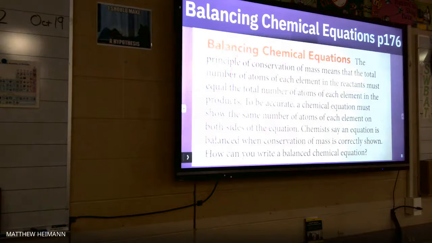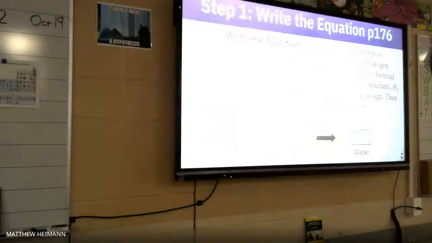Balanced chemical equations. The principle of conservation of mass means the total number of atoms of each element in the reactants must equal the total number of atoms of each element in the products. To be accurate, a chemical equation must show the same number of atoms of each element on both sides of the equation. Chemists say an equation is balanced when the conservation of mass is correctly shown. And that's what we're going to do today, balance chemical equations.